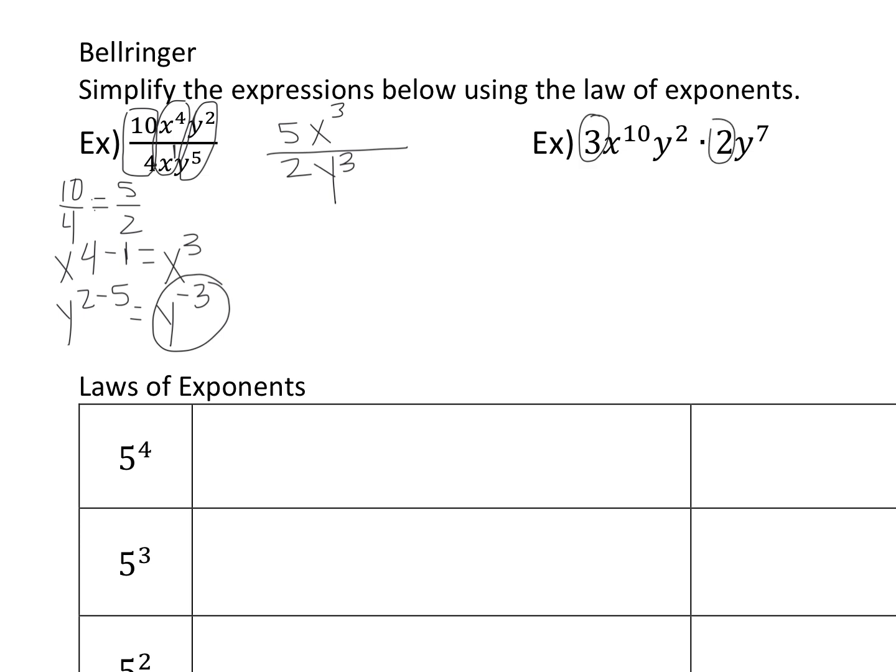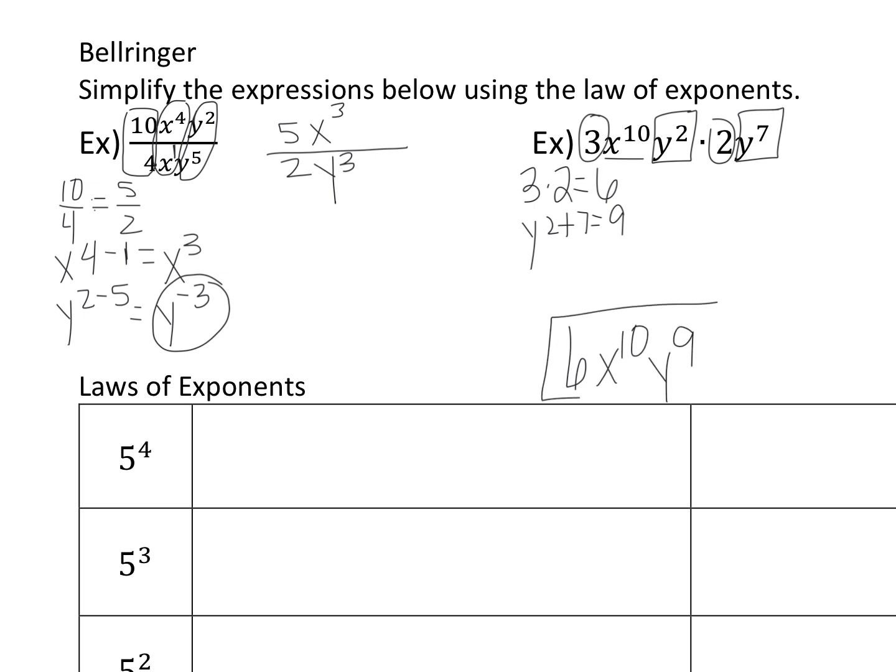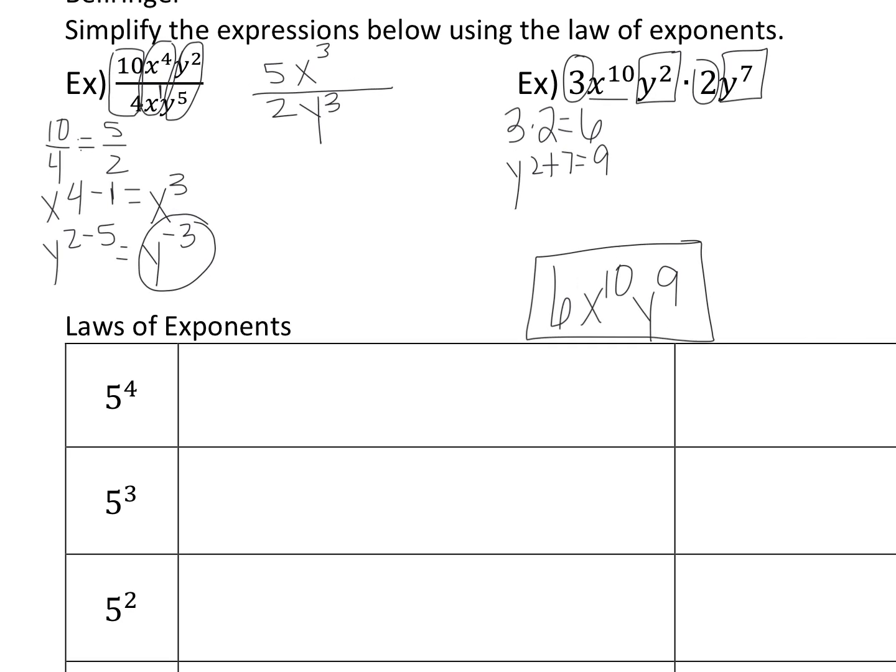Same thing here. We have 3 times 2, which is just 6. I only have one x, so I don't need to do anything with that. Right? I'm just going to write it down here, 6x to the 10. And then I have y to the second and y to the seventh, and we are multiplying these, so we said when we multiply we have to add our exponents. You could also continue to write it out in expanded form if you wanted, and then you could count them. So 6x to the 10, y to the 9.